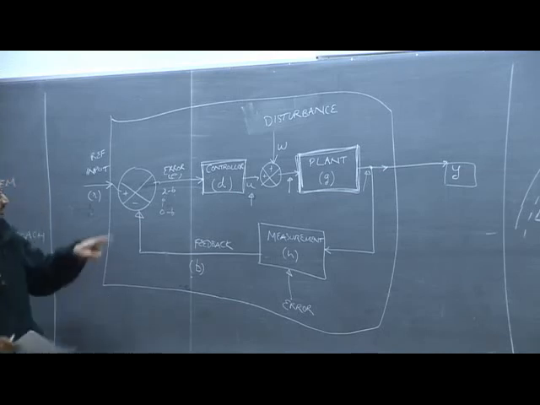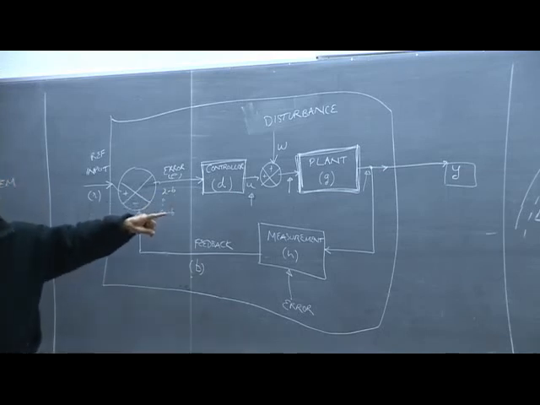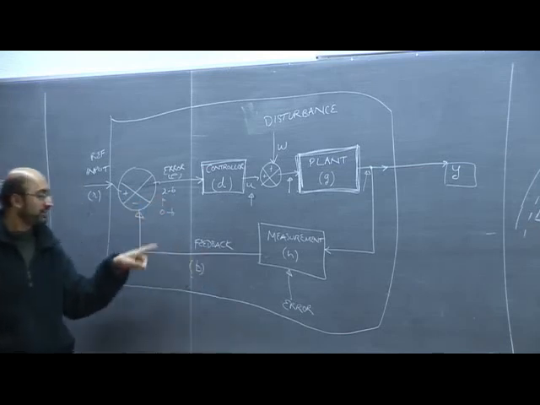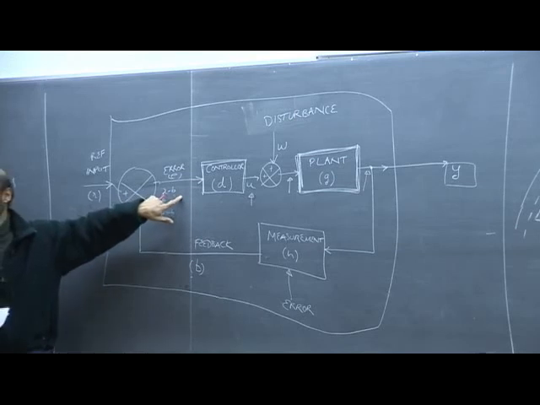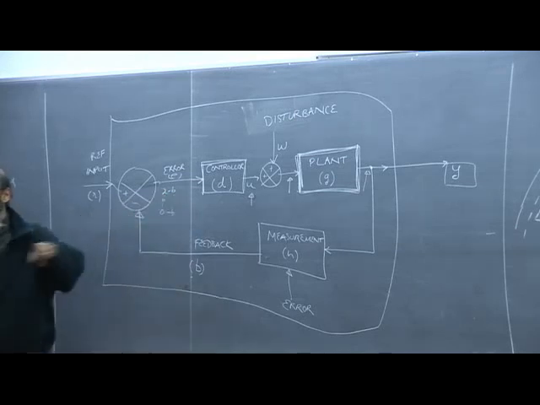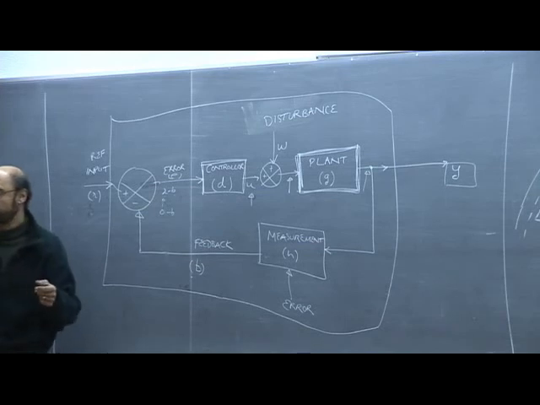Okay, look at it this way. If everything is fine, then my feedback should be basically saying the error term should be zero, right? I'm exactly at the center point. Now the road curved, okay? How is it going to be affecting the system?